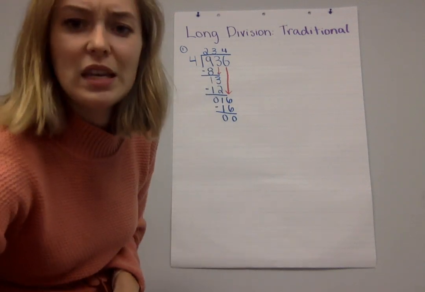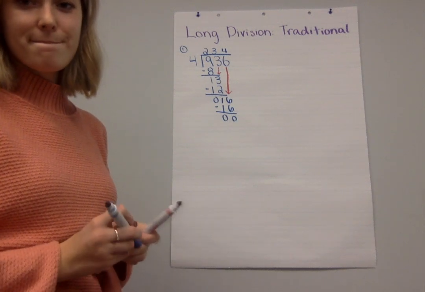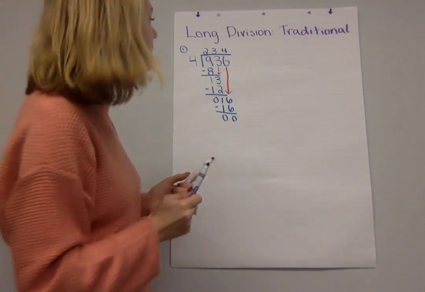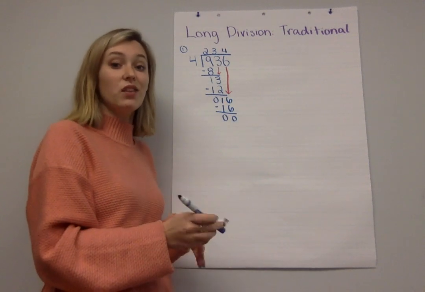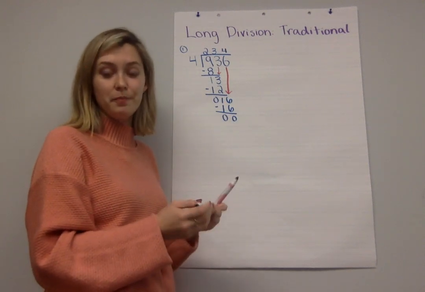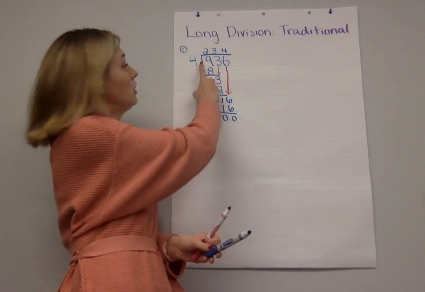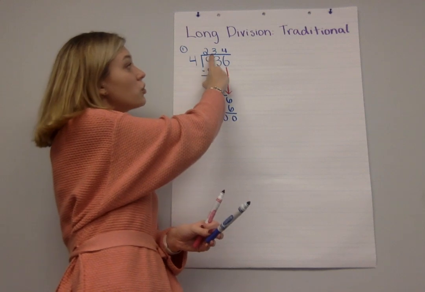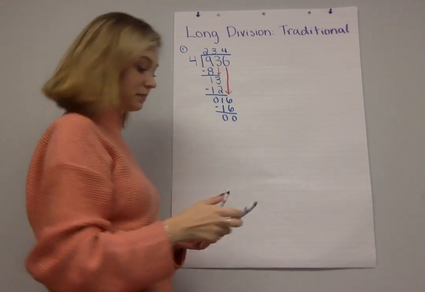And does anyone remember the easiest way to check that? I'll give you a second to think. There's an easy way to check, to kind of reverse it. I'll give you a hint. It's the inverse operation of division. You can multiply. You can multiply 4 times 234 to get 936.